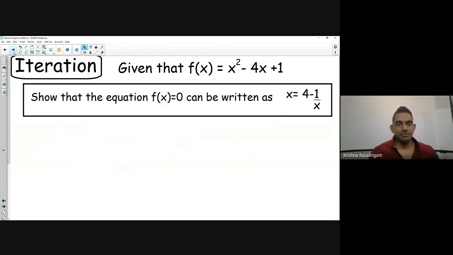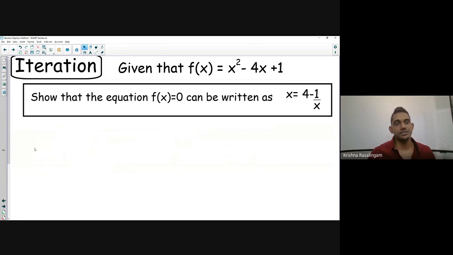So, typically with iteration, firstly you'll get given a function and you get asked to rearrange it to show that the equation can be written as something like this. This is what we call being taught how to suck eggs. Yes, if you're not sure what to do here, I'll say it slower and louder for you, as learned in teacher school. So what we have to do is make x equals.